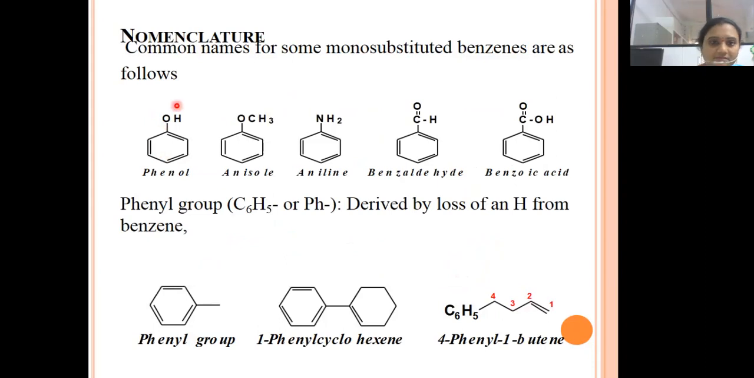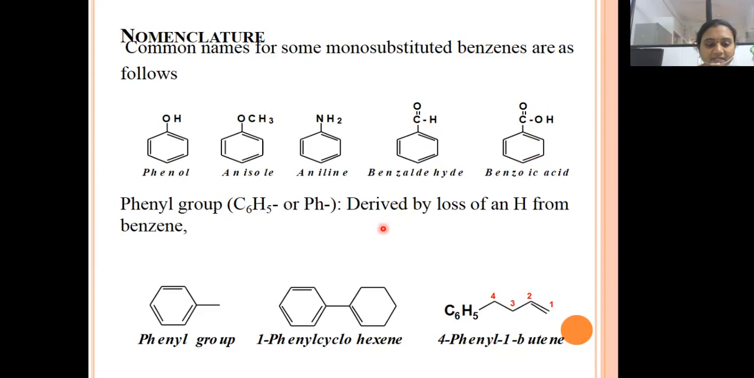So these are some common names for some monosubstituted benzenes. This is phenol, benzene with an OH group. OCH3 group is anisole, also called methoxybenzene. The IUPAC name is methoxybenzene, the common name is anisole. Aniline is also called aminobenzene or benzenamine. Benzaldehyde is benzene with a CHO group. Benzoic acid is benzene with a COOH group.